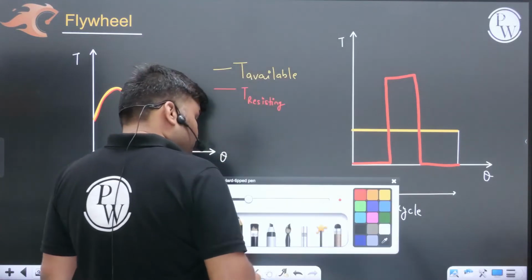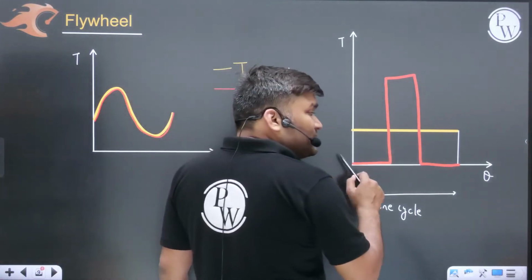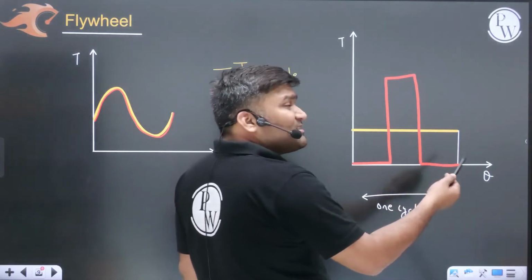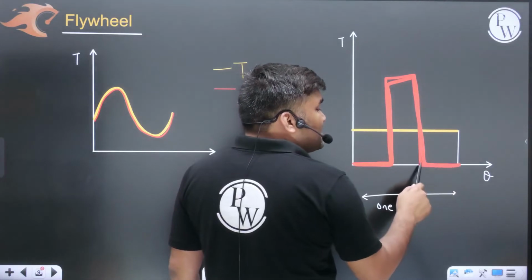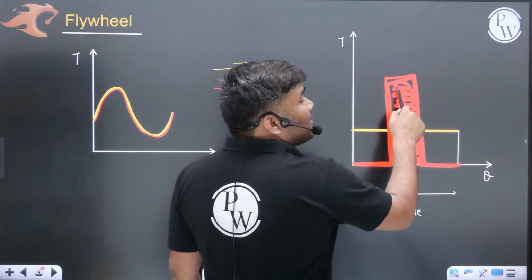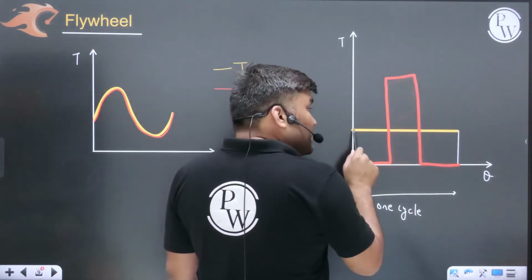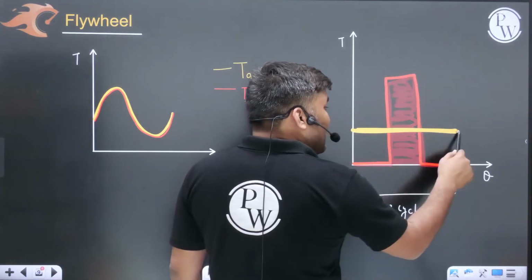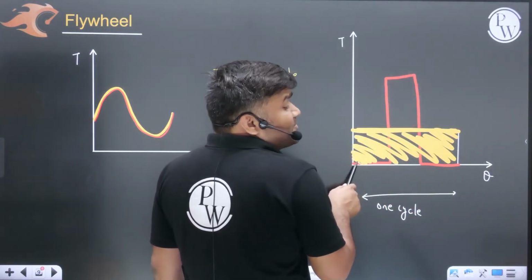Son, look, the requirement of energy, meaning during this 1 cycle how much energy is required? Sir, the area under this red curve, how much is the area? Sir, this is the area. This is the energy required. And how much is the energy available with the motor? Sir, the area under this yellow curve. This entire energy, this much amount of energy is being produced.